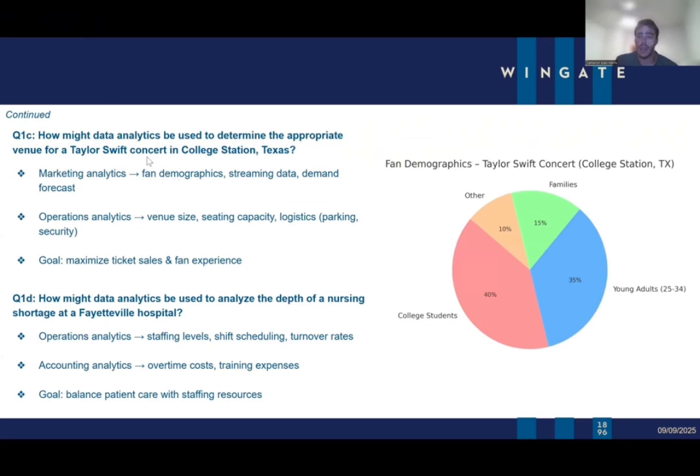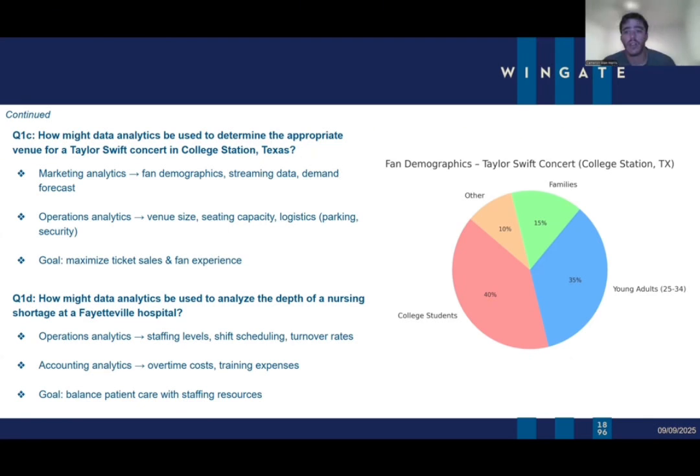All right, so now we are on question 1C. How might data analytics be used to determine the appropriate venue for a Taylor Swift concert in Texas? So analytics can really help here. Marketing looks at fan demographics, streaming data, and the demand forecast to estimate how many tickets could sell. On the operation side, you check things like venue size, seating capacity, parking, and security to make sure everything is running smoothly. You can see this graph shows the different types of demand with the larger venues. So students and young adults line up with the larger venues and higher demand. The point here is not only to sell out the concert, but to make sure the fans have a great experience as well.